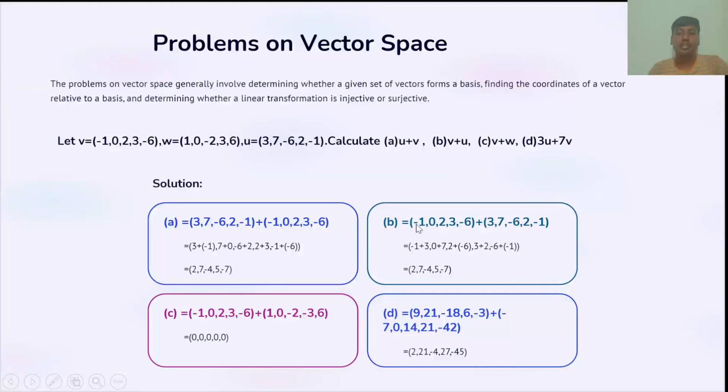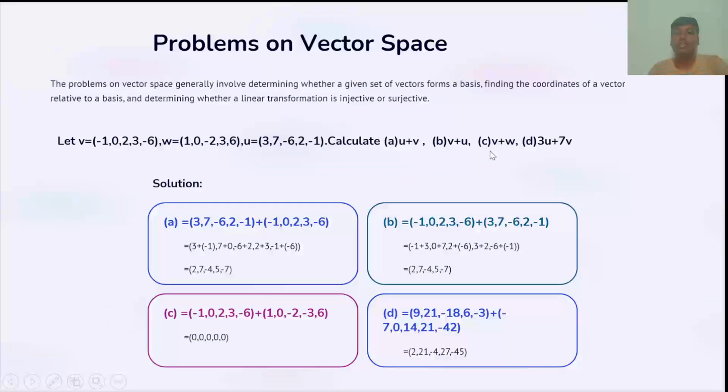Next, for the B part, the question is V plus U. V set consists of -1, 0, 2, 3, -6, plus 3, 7, -6, 2, -1, which is set U. So the answer is 2, 7, -4, 5, -7.